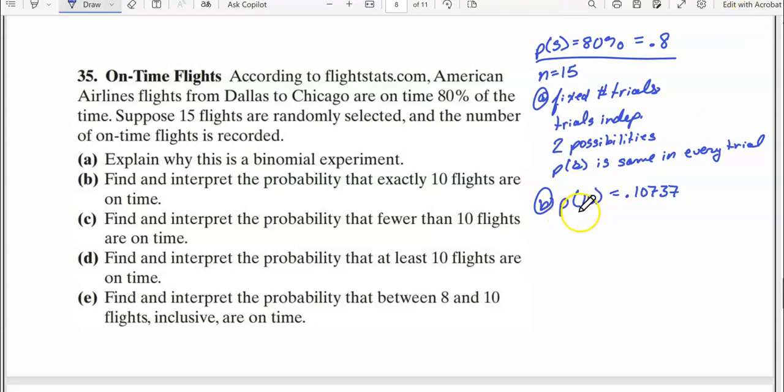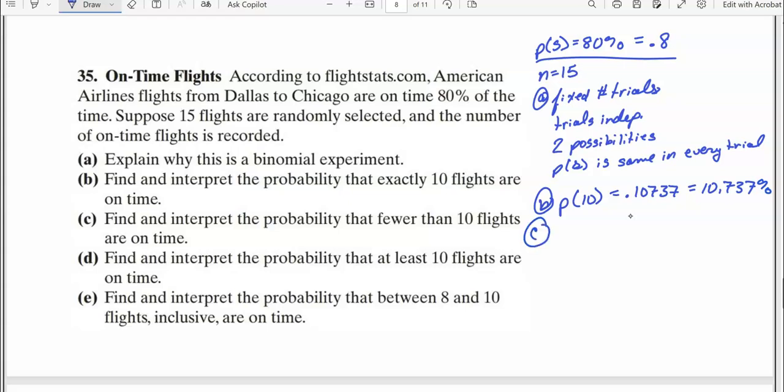So this is what we would expect to happen in the long run. If we were to repeat this experiment over and over and over again, with that probability of success, and we were to repeat this for groups of 15, which is what that n means, then we would expect on average for exactly 10 flights to be on time. That would happen almost 11% of the time. So that's 10.737%.